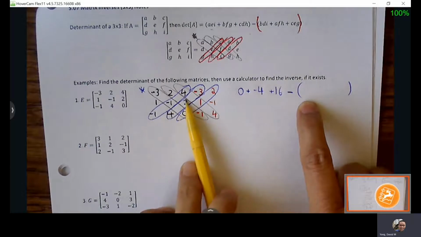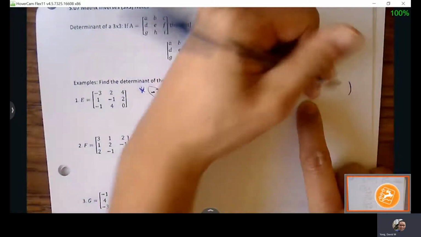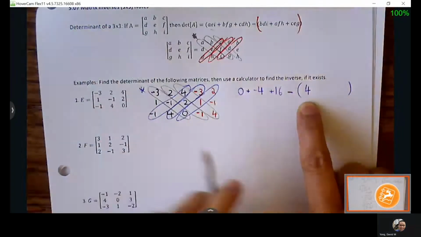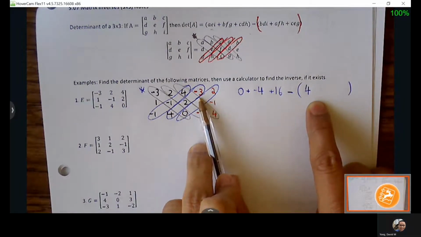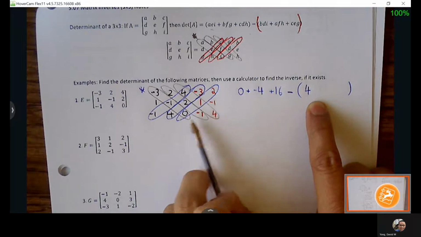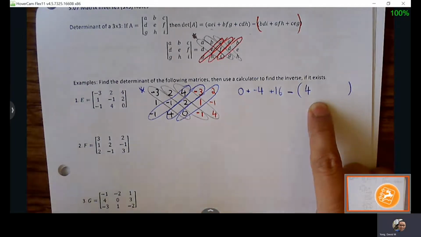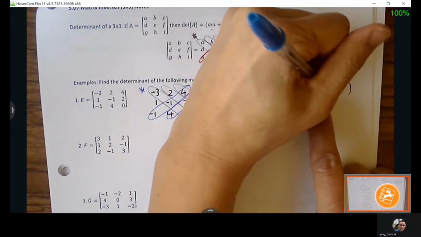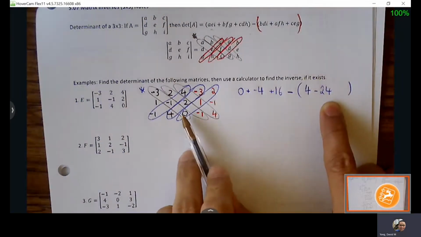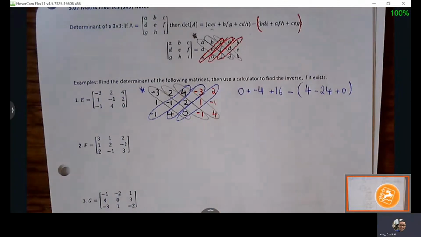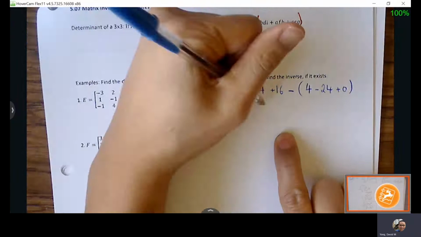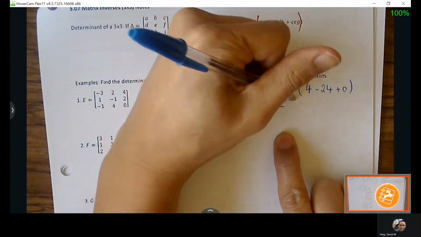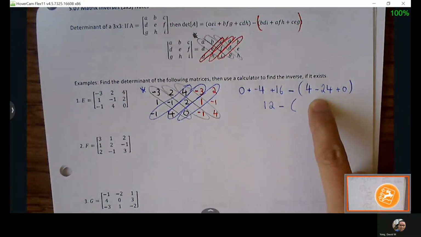Okay, so now what goes in this box? Negative 1 times negative 1 times 4 is 4. 4 times 2 times negative 3 is negative 24. 8 times negative 3, 4. And then finally, 0 times 1 times 2. Just have to merge those values together here. So negative 4 plus 16 is 12.